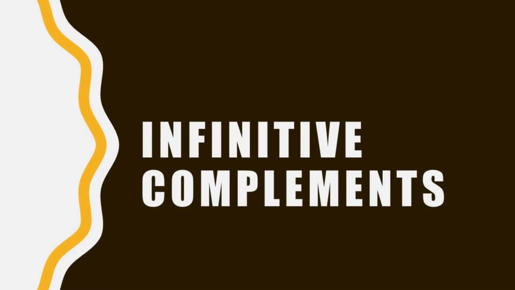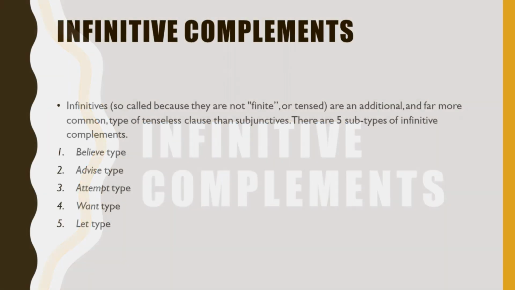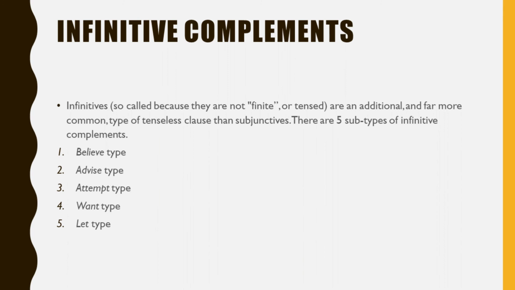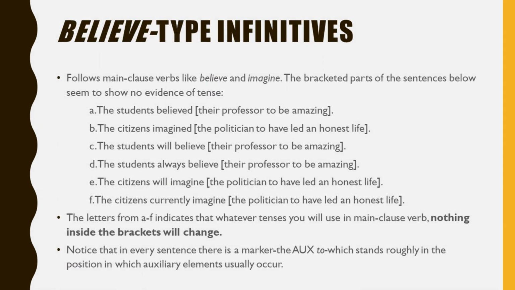So now, let's proceed to the third type of complement, which is the infinitive complements. Infinitives, so called because they are not finite or tensed, are an additional and far more common type of tenseless clause than subjunctives. There are 5 subtypes of infinitive complements. First is the believe type, second is the advise type, third is the attempt type, fourth is the want type, and fifth is the let type. So the first type is the believe type infinitives. It follows main clause verbs like believe and imagine.